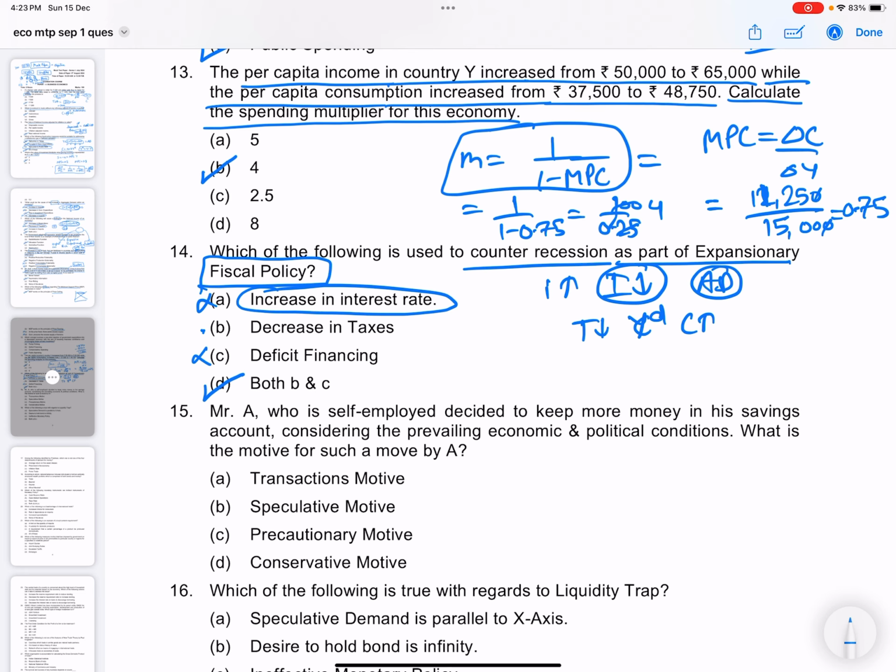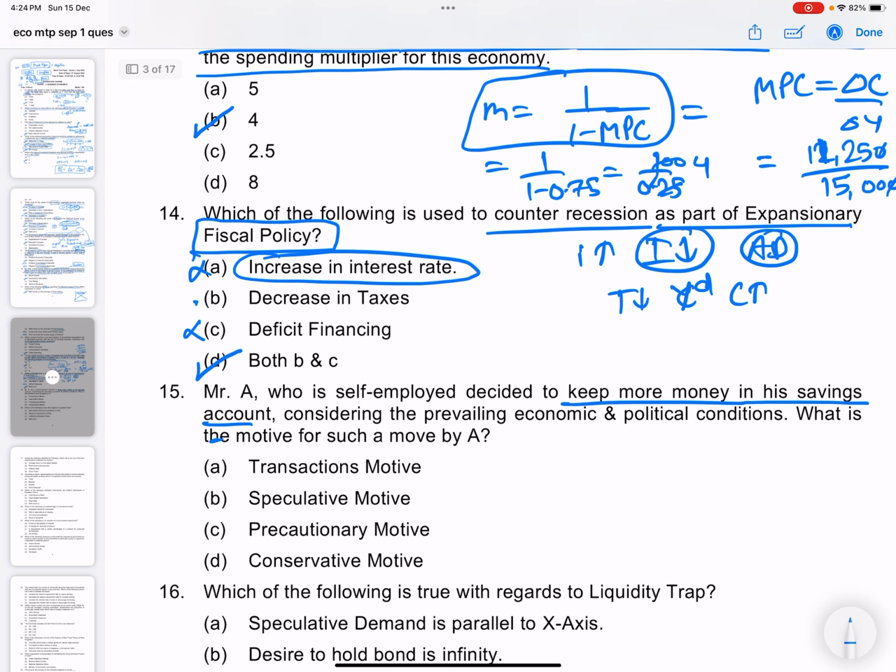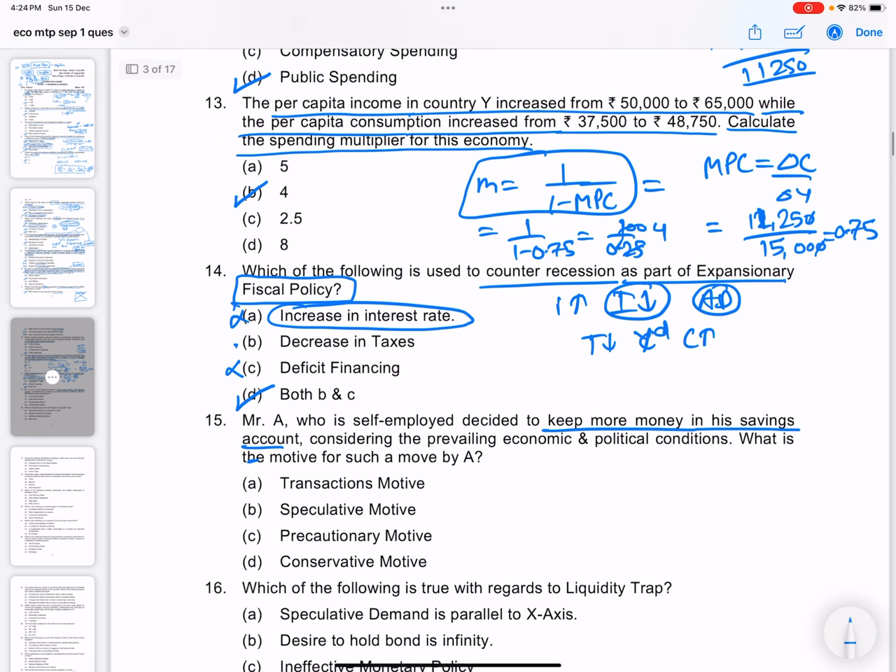Okay. 15. Mr. A, who is self-employed, decided to keep more money in his savings account considering the prevailing economic and political conditions. What is the motive for such a move by A? So this is related to the Keynes money function, where there are three purposes: transaction, speculative and precautionary. So conservative is eliminated. But why is he keeping the money? Because of economic and political conditions. So this becomes because of precautionary motive.